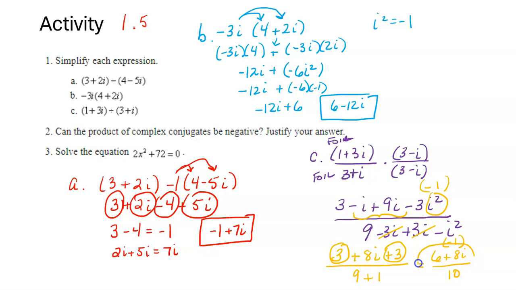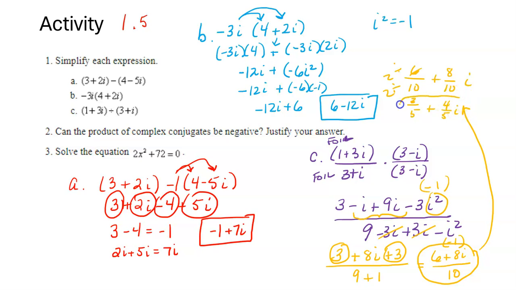That's fine with me. I don't know if they want you to pull out a 2, or if they want you to reduce it, or what have you, but that's perfectly fine with me. You can reduce it. 6 over 10 plus 8 over 10 i, and then reduce it by dividing by 2. So 3/5 plus 4/5 i. I guess that's probably the best way to do it, is to reduce it.